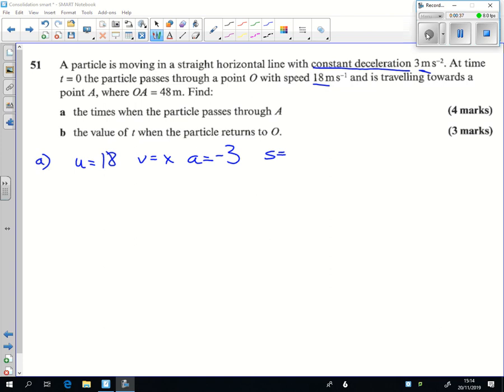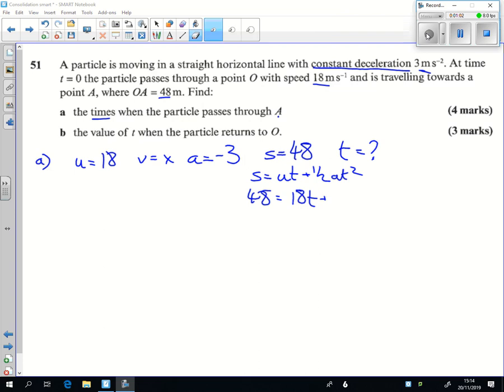s, the distance through to A is 48, so s is 48. And t is the time, so that's what we're looking for. So we've got s equals ut plus half at squared here. Let's put the 48 in: 48 equals 18t plus, minus I suppose, minus 3/2 t squared. If I drag that all over to one side, I can get my quadratic here.